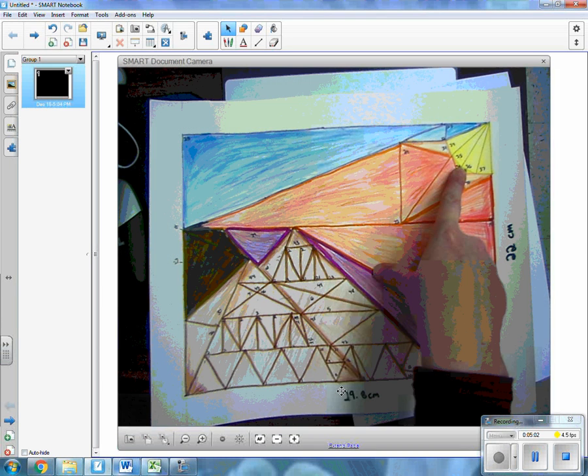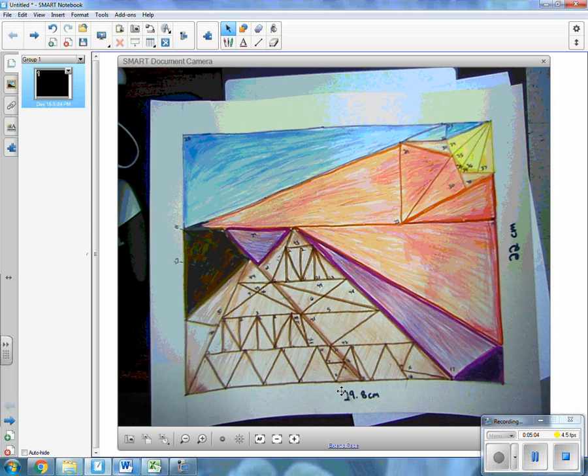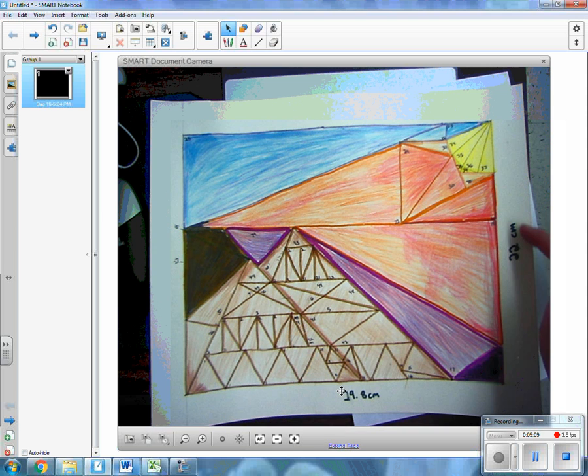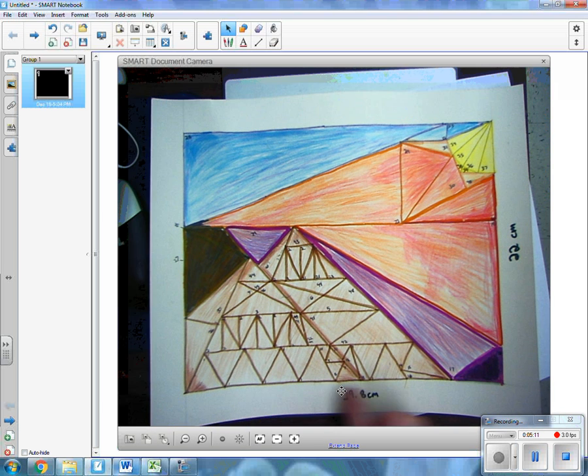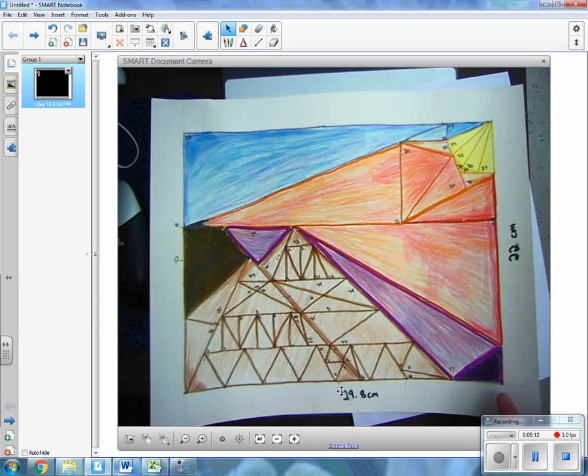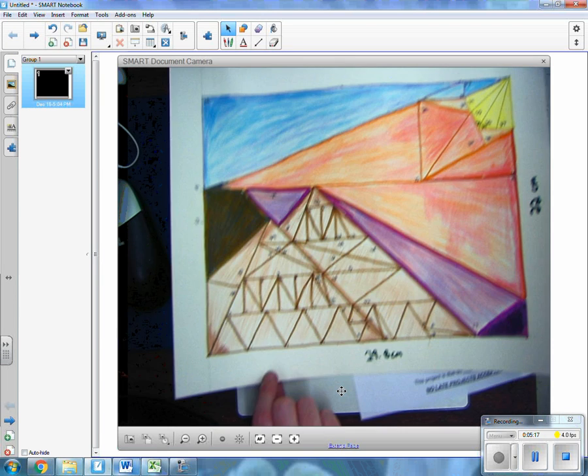And if you notice, there aren't a lot of numbers on this picture. She's got her frame measurement, 29.8 centimeters by 22 centimeters. And she left her frame around the edge here. But she numbered her triangles. And so I'm going to zoom in here.